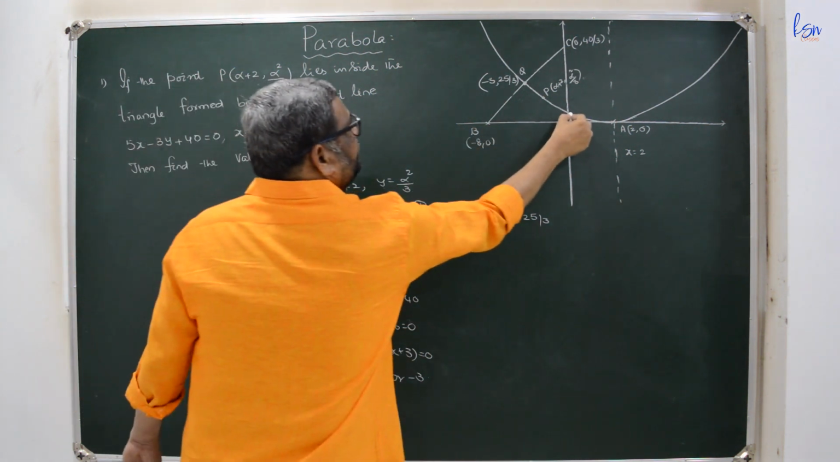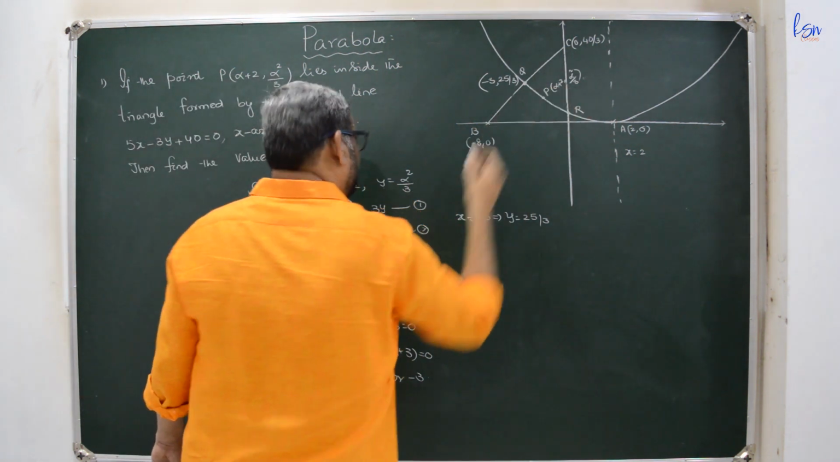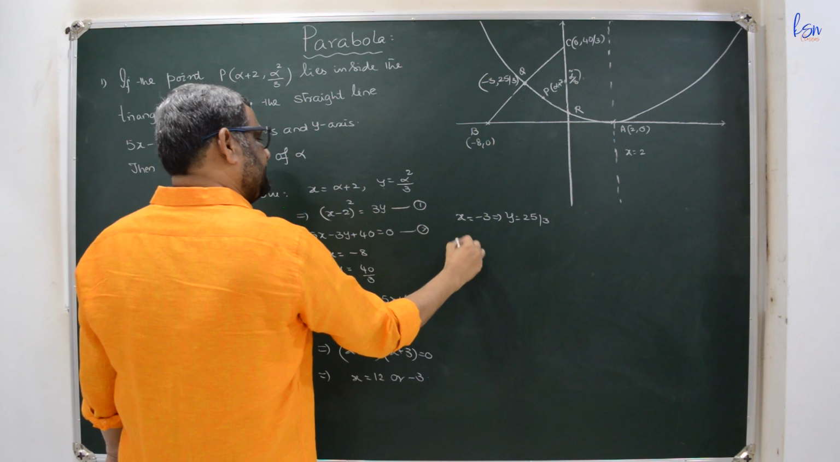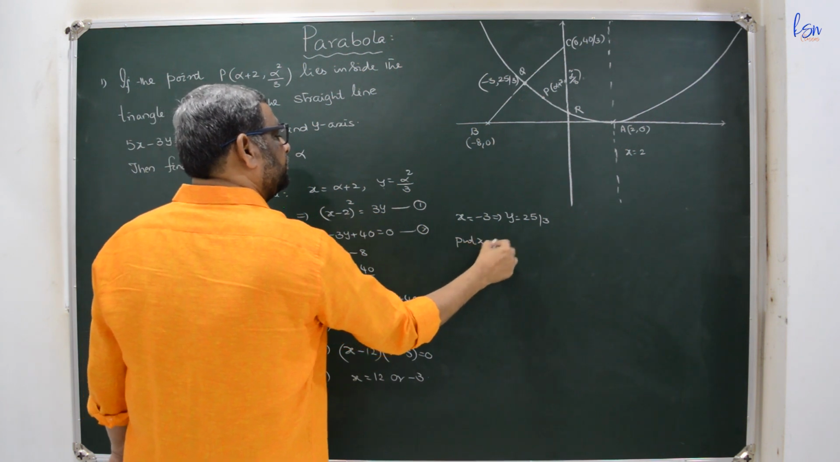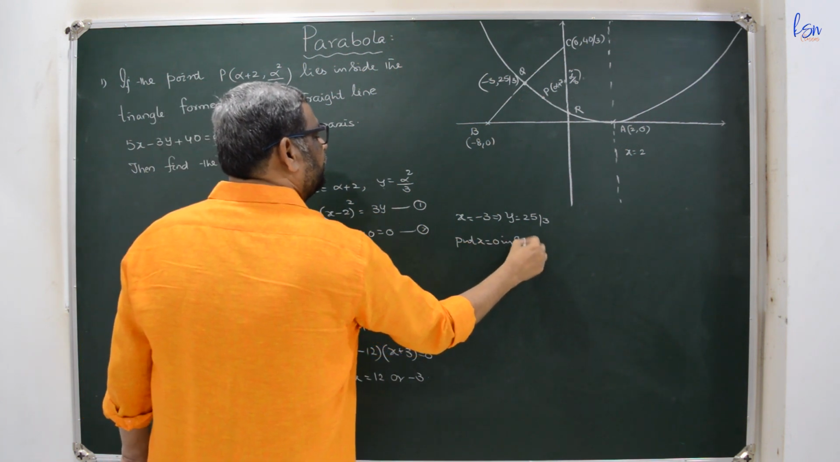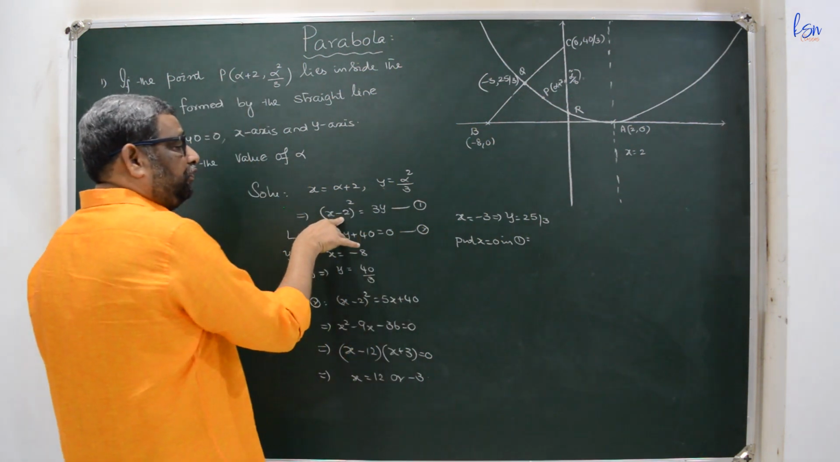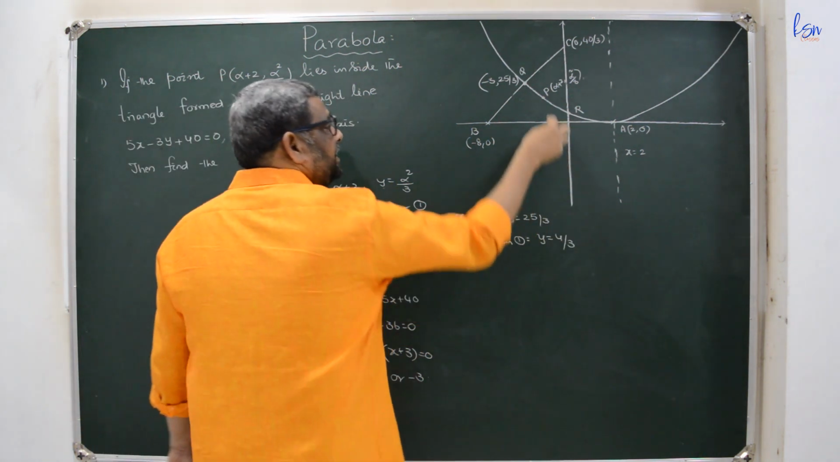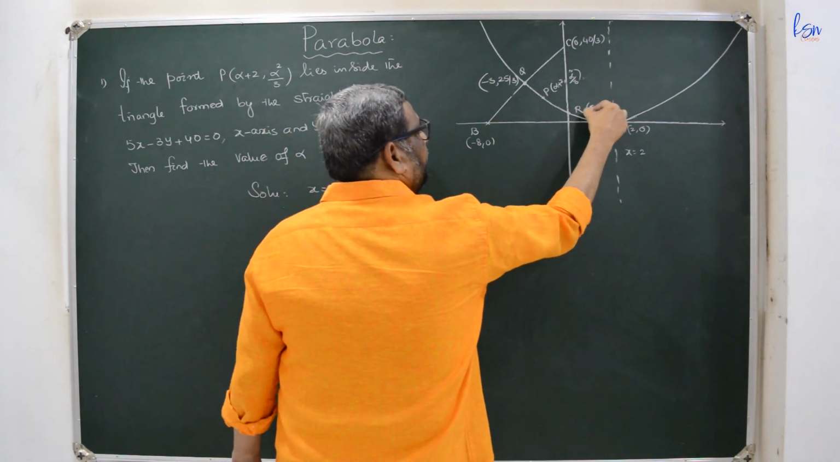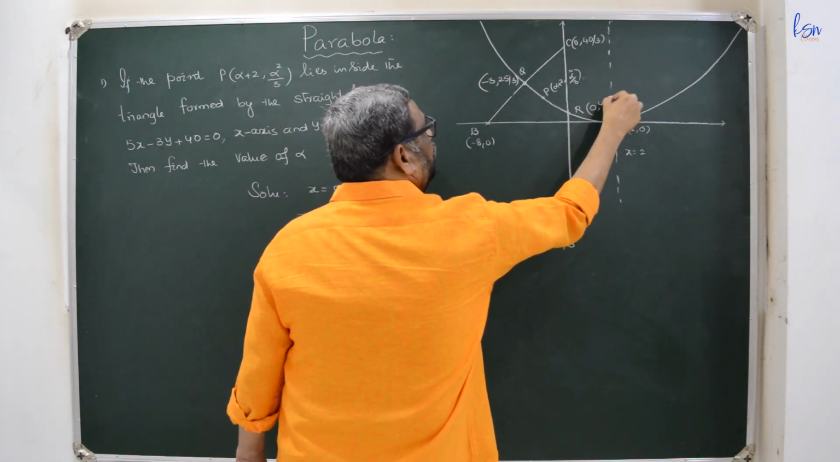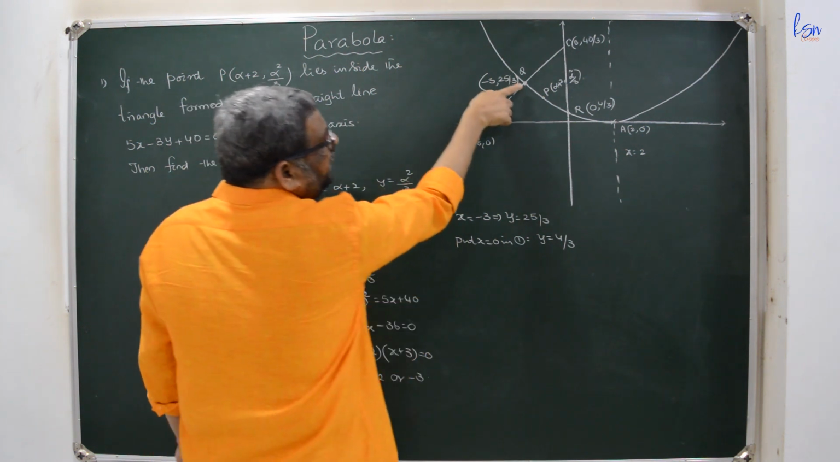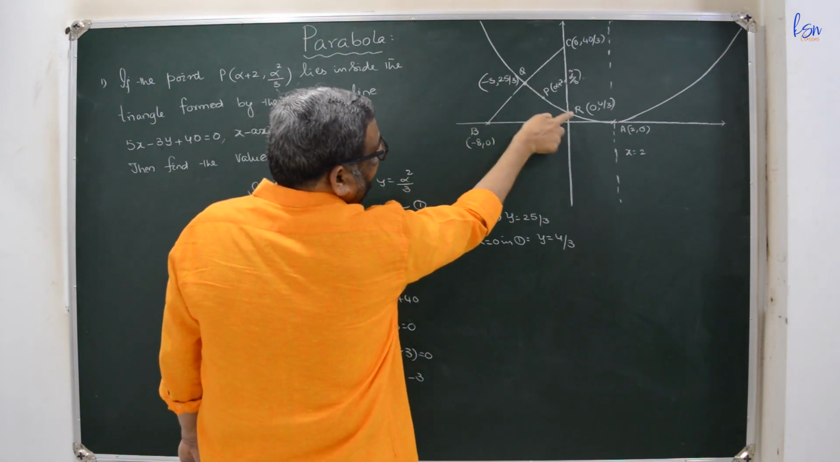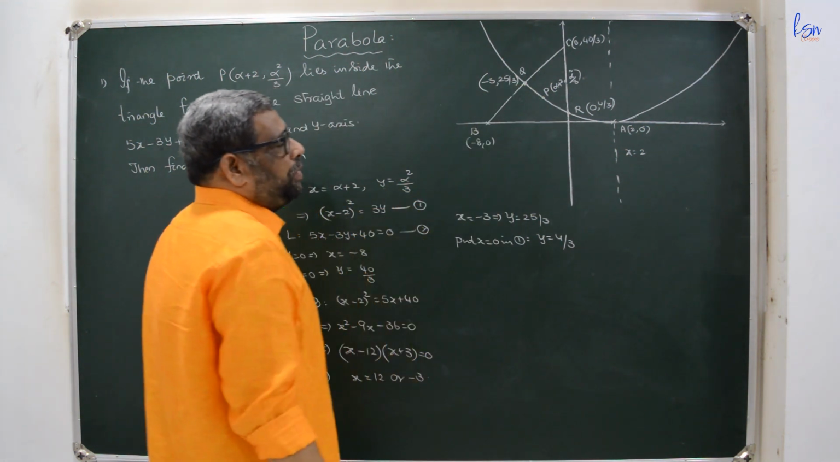In the curve put x is equal to 0. That means let us find out this point R also. So put x equal to 0 in 1. So this is 4 by 3, y equal to 4 by 3. So the parabola will cut the y-axis at (0, 4 by 3). Therefore the point P is in between Q and R on the parabola.